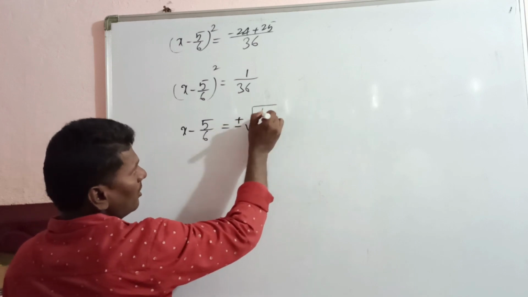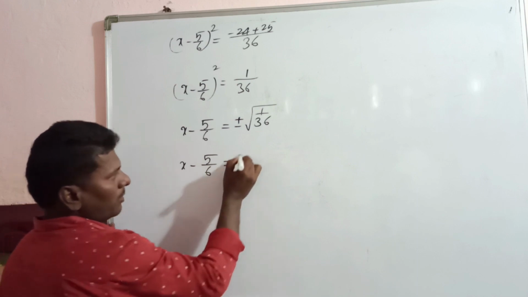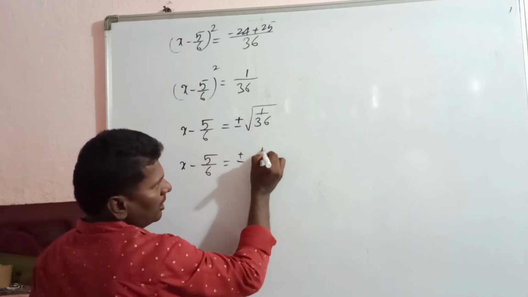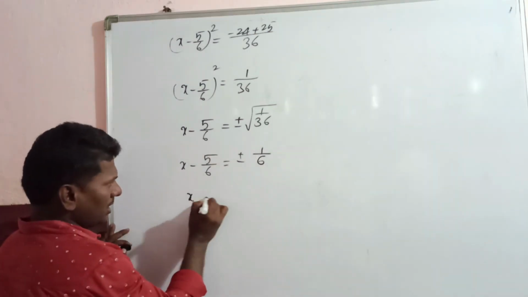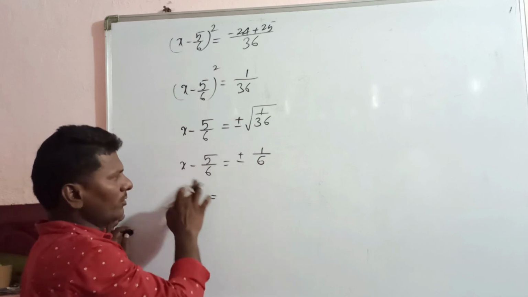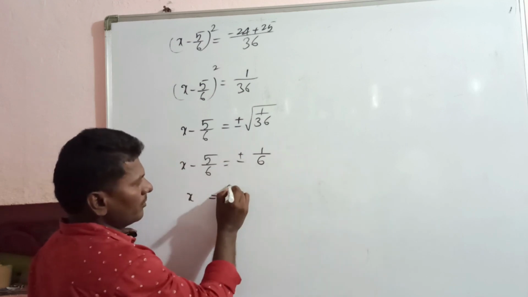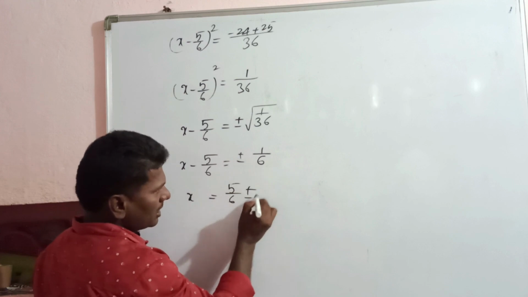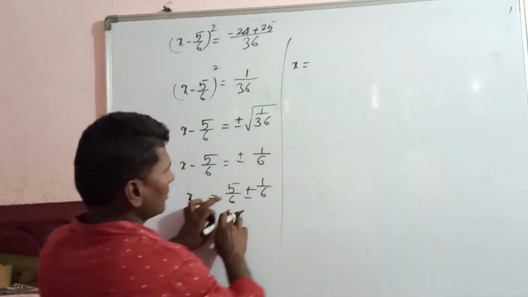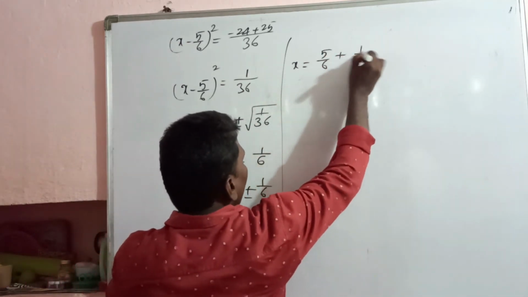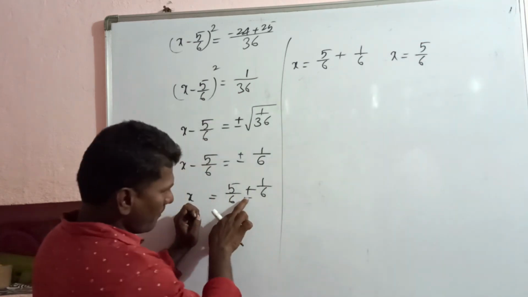plus or minus square root of 1 by 36. x minus 5 by 6 is equal to plus or minus. Square root of 1 is 1. Square root of 36 is 6. Next, we have to find the x value, that's why I am sending minus 5 by 6 to that side. So it will become x equals 5 by 6 plus or minus 1 by 6. Here we have two values: x is equal to 5 by 6 plus 1 by 6, and the other is x is equal to 5 by 6 minus 1 by 6.